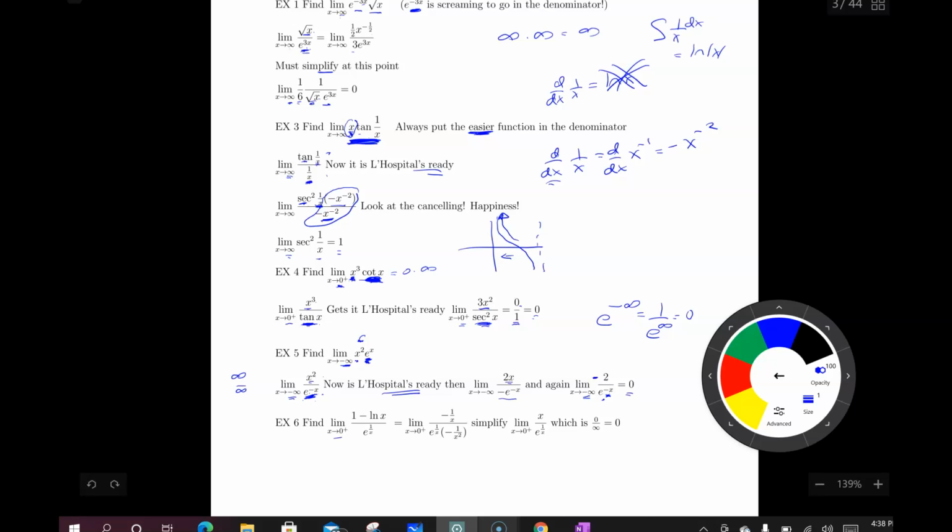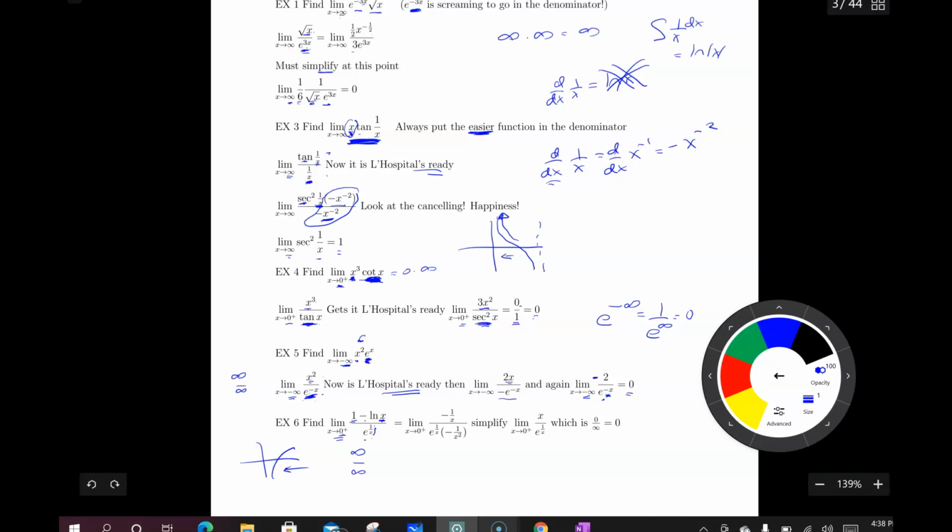Last one. So limit as x goes to 0 from the positive side, and I need that because if I'm talking ln of x, I can only come in from the positive side. So if I go towards 0 from the positive side of ln, this gives me negative infinity. So I have 1 minus negative infinity, and if I plug in 0, 1 over 0 and in the e gives me infinity, so that gives me infinity. So I have infinity over infinity. So now I'm ready to take L'Hopital's.